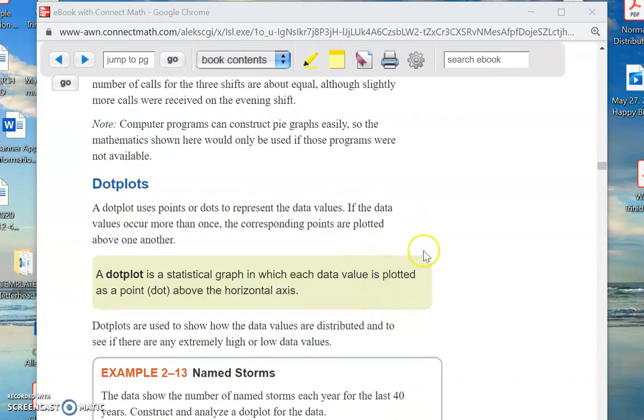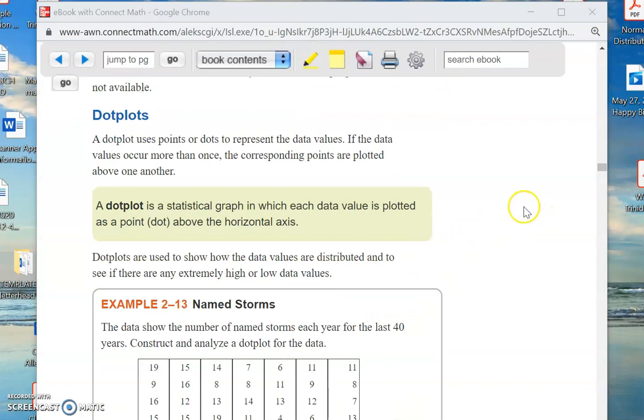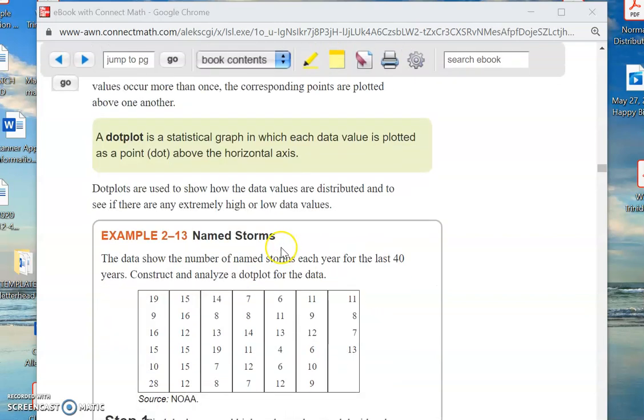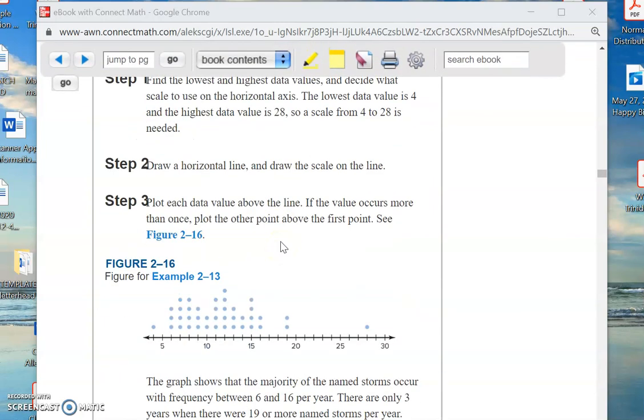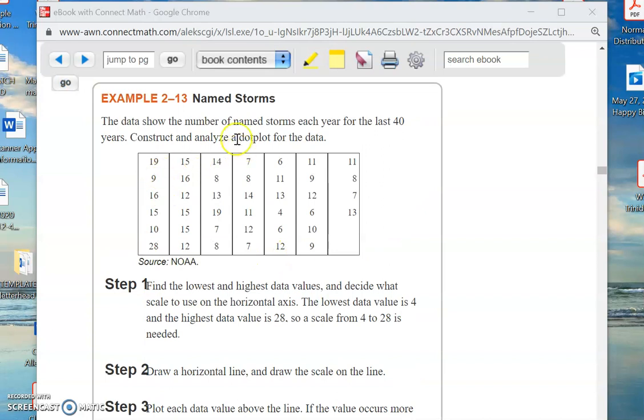The only one that I think is a little weird here is these dot plots, okay? The dot plots. What the heck is a dot plot? It's a statistical graph. It's a way of depicting the data. Each data value is plotted as a point above the horizontal axis. So how weird is that? So here we go. The named storms, okay, for the last 40 years. In this year, we had 19 of them. This year, we had 9 of them. This year, we had 16.